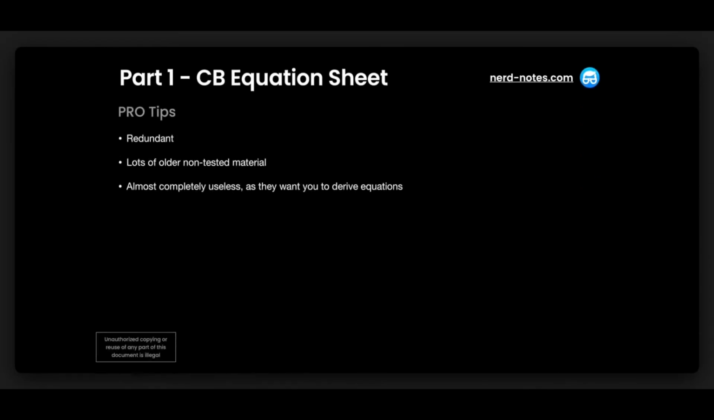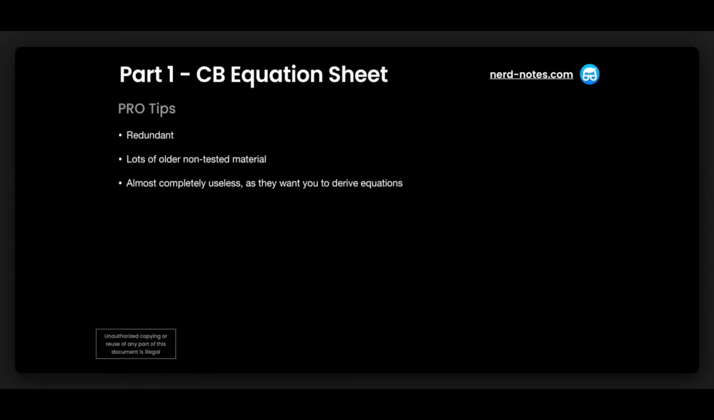All right, let's get started with the first part. This is going to be the College Board equation sheet, which happens to be very redundant. There's a lot of older, non-tested materials on it, and I'm going to make a disclaimer here. Almost all of these equations are kind of useless by themselves. Most of the questions that you're going to be answering on the FRQs, and also the multiple choice questions, are going to be based off derived equations. So taking 2 or more equations, putting them together, and then using that formula to actually solve a problem.